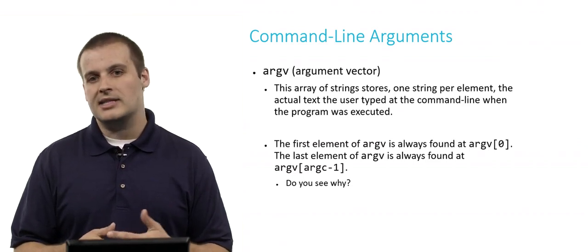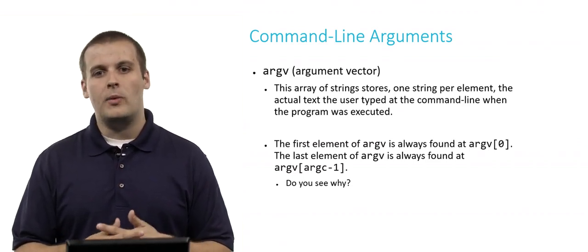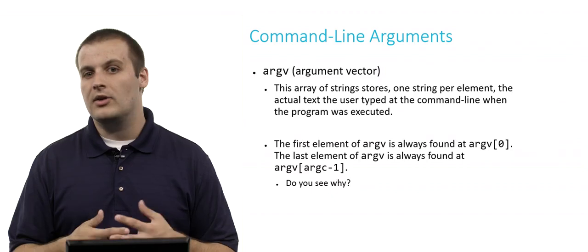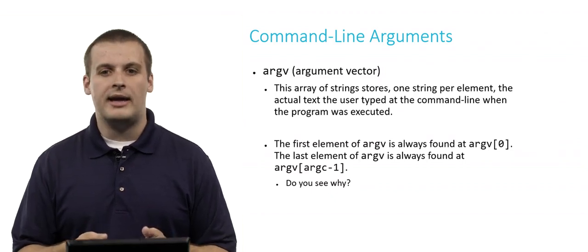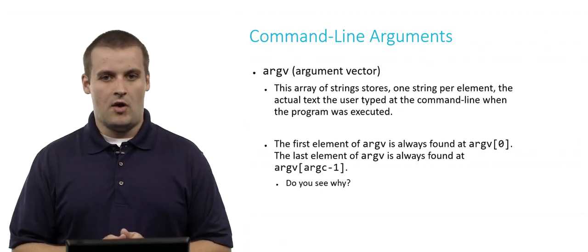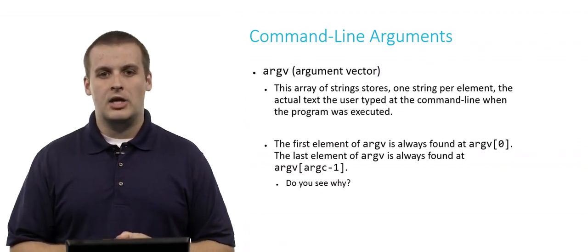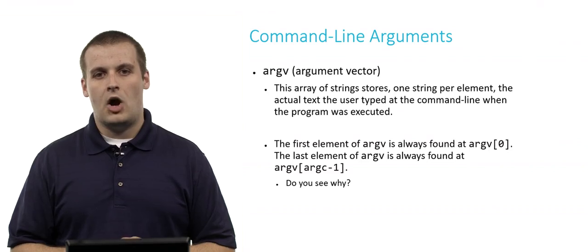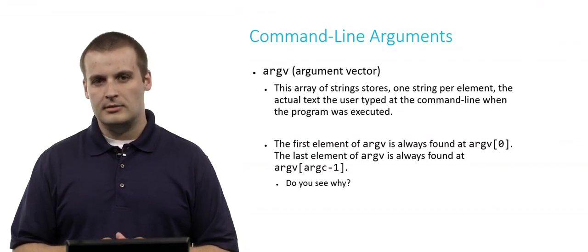That's the first index of the argv array. In fact, that will always be the name of the program. It will always be located at argv square bracket 0. The last element of argv is always found at argv square brackets argc minus 1.